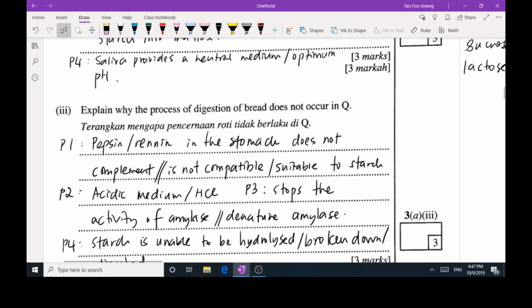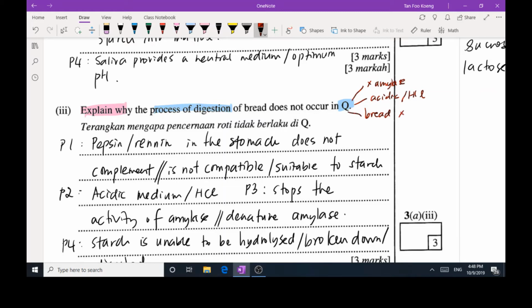Now, number 3, explain why the process of digestion of bread does not occur in Q. So Q, as we know, is the stomach. So why does this process not happen? It is because in the stomach, number 1, it doesn't produce amylase. And then number 2, the amylase from the mouth doesn't work in acidic condition. The stomach is acidic because it secretes HCl. So HCl is acidic, so it stops the activity of amylase from the mouth. And then number 3, basically, the bread doesn't contain protein, so that's why the bread cannot be broken down in Q.